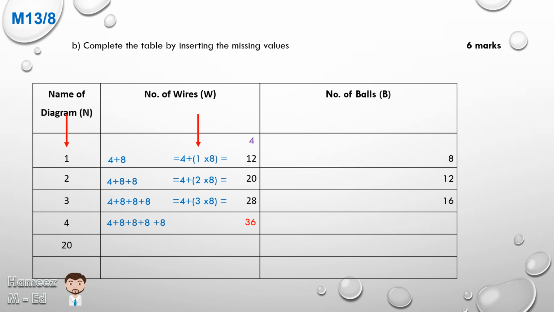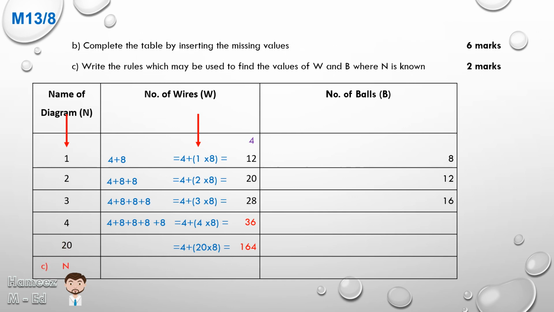As such, for diagram 4, it will be 4 plus 4 8s. And we can confirm, if we solve that, 4 8s are 32 and 4 is equal to 36. Let's move on to diagram 20. By following the pattern, diagram 20 will be 4 plus 20 times 8. And 20 times 8 is equal to 160, plus 4, which is equal to 164. So for any diagram N, it will be 4 plus N times 8, and that will be equal to W, the number of wires.